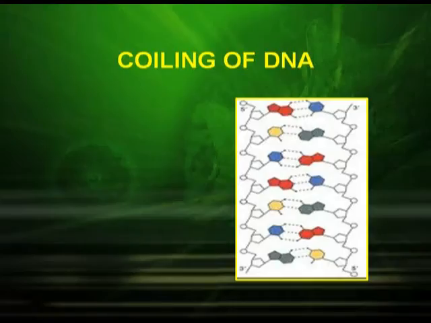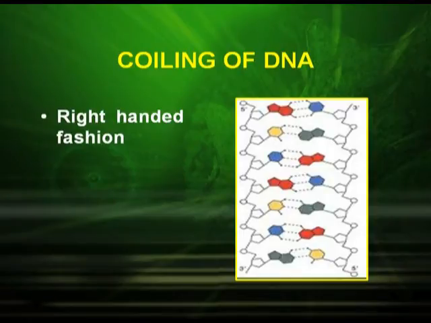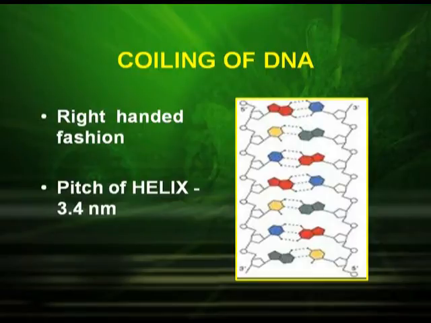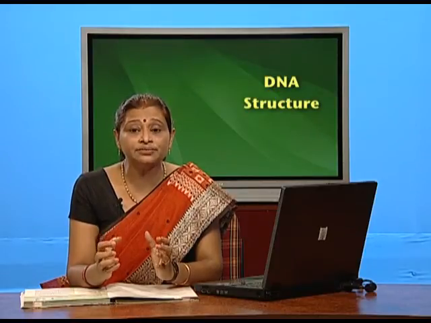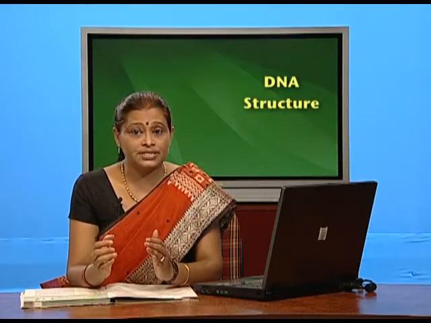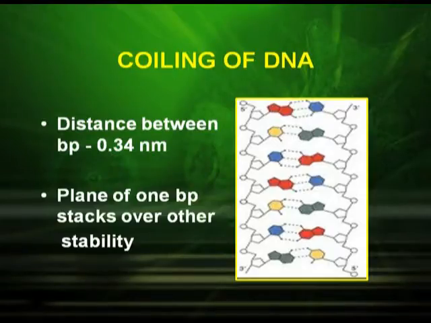Now, let us study the coiling of DNA. The coiling is done in a right-handed fashion, as you can see in the picture. The pitch of the helix is 3.4 nanometer and in each turn there are 10 base pairs. So, the distance between each base pair becomes 0.34 nanometer. Another very important feature is how the stability is ensured in the DNA. It is because the plane of one base pair stacks over the other, so the stability is ensured.